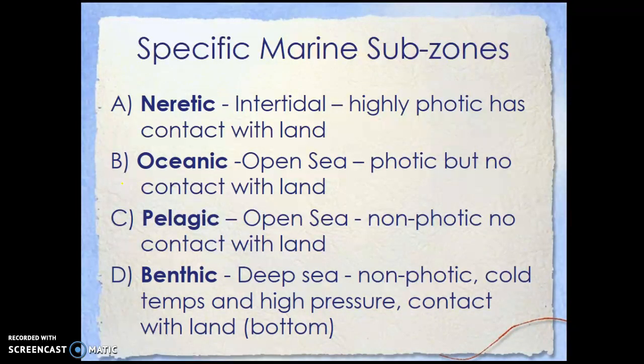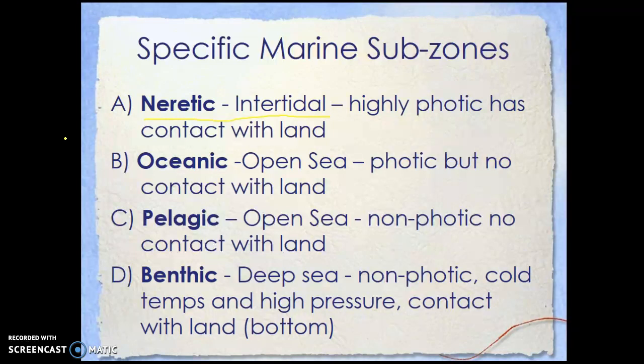So let's talk about some of the different zones in marine biomes. First, we have the neritic. This is going to be our intertidal zone. So this is really right on the top where water and land meet. There's plenty of light, and a lot of times we see a lot of diversity of life.